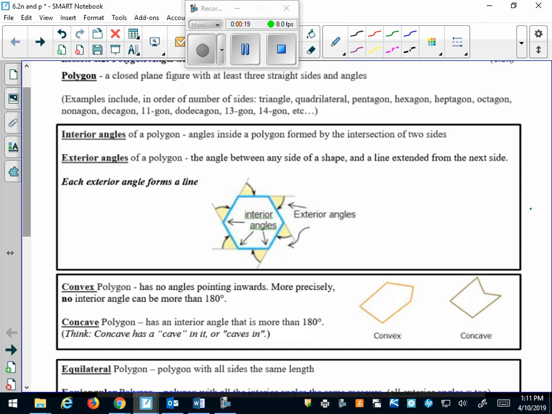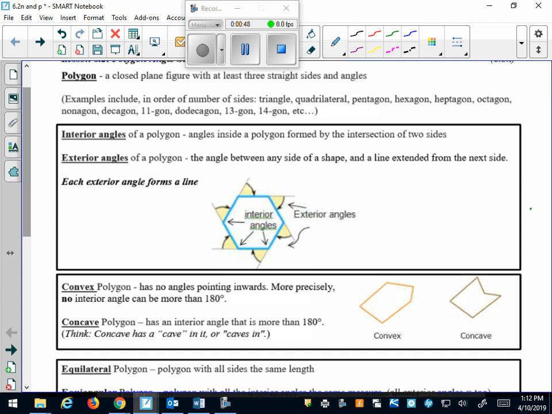Polygon, for starters, is a closed plane figure. Now, plane figure means it exists in an endless flat plane, right? A plane is an endless flat surface. So basically that word plane just means that it's not three-dimensional. It's two-dimensional, flat. Okay? So it's got straight sides and at least three sides and angles.